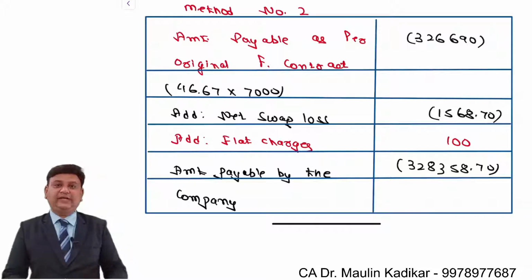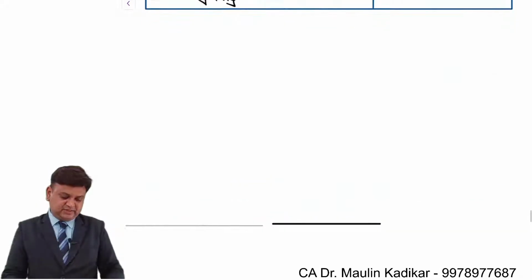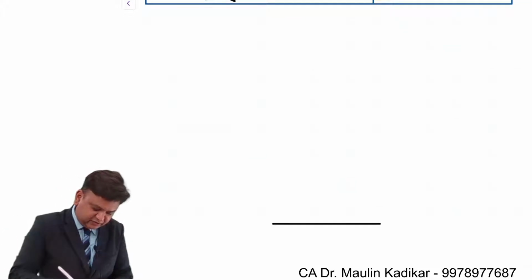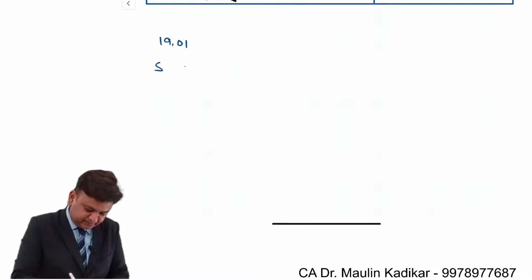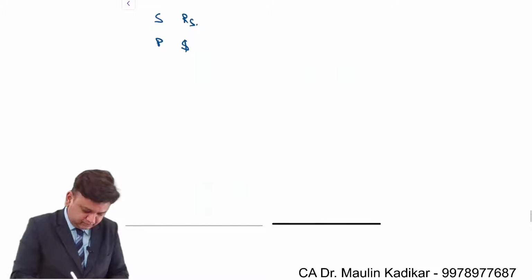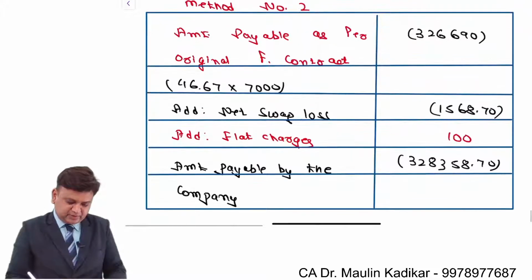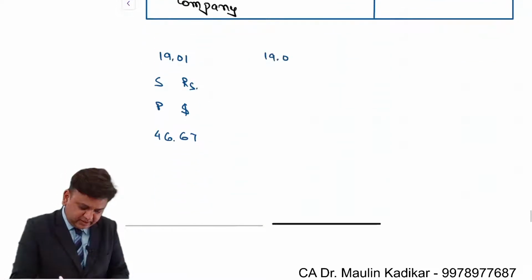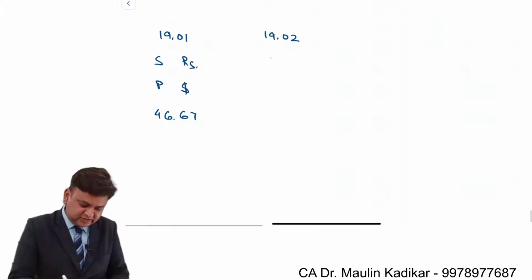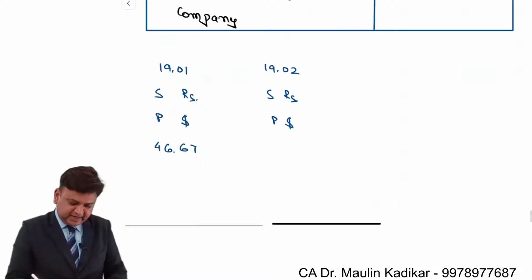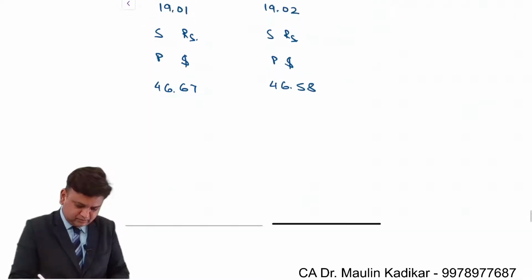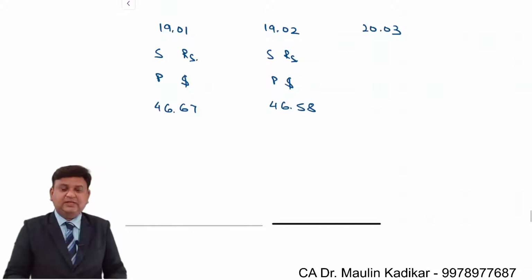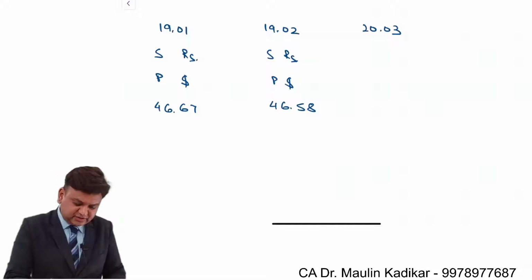So friends, this is the way you are required to write answer from examination point of view. Yet there is one more point to which I want to give a clarification to you, friends. Basically we understand that the 19th of January was the date on which, as a customer, the transaction was entered upon for sell rupees and purchase dollar. The rate applicable 46.67 rupees per dollar. On 19th of February, there are two transactions which are entered upon. One is spot transaction, sell of rupees and purchase of dollar. And for that, the exchange rate is 46.58. And on 20th of March, there is a reverse transaction which is entered upon, and because of which there is a profit or loss.